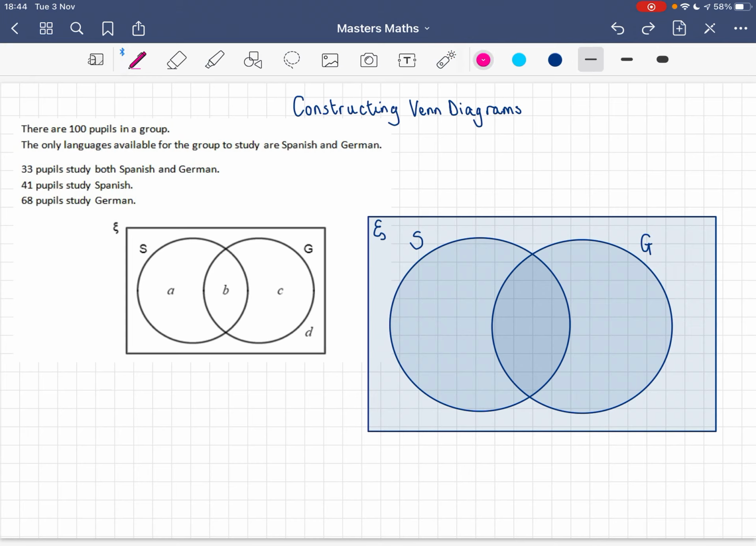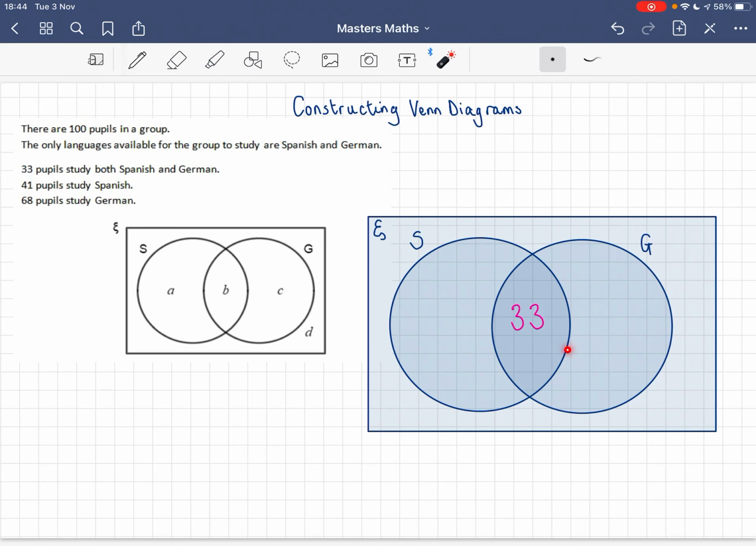So where you can, if the question allows it, the best place to start with these questions is right in the middle of your Venn diagram, where they're overlapping. So we are told 33 students study both Spanish and German. So that 33 goes into the middle of the Venn diagram. Now, 41 pupils study Spanish.